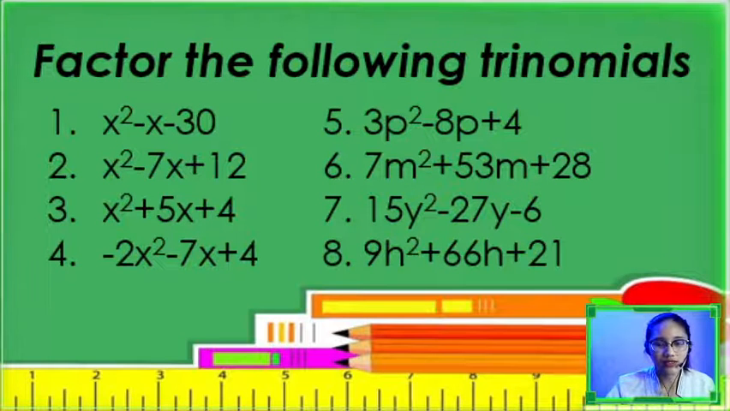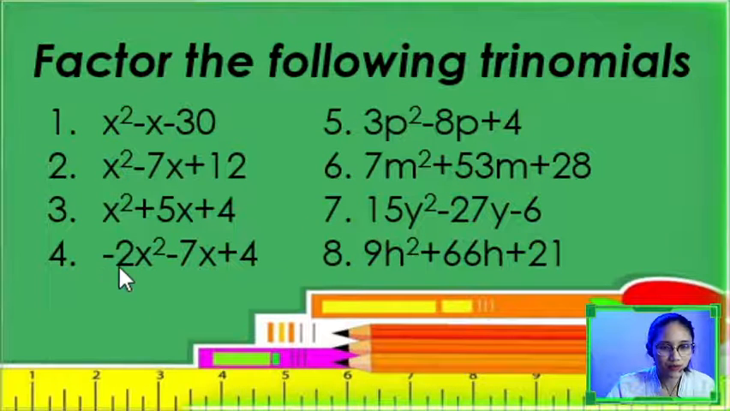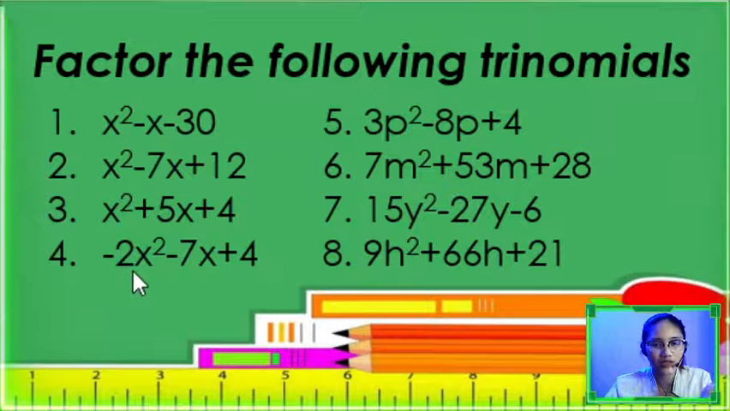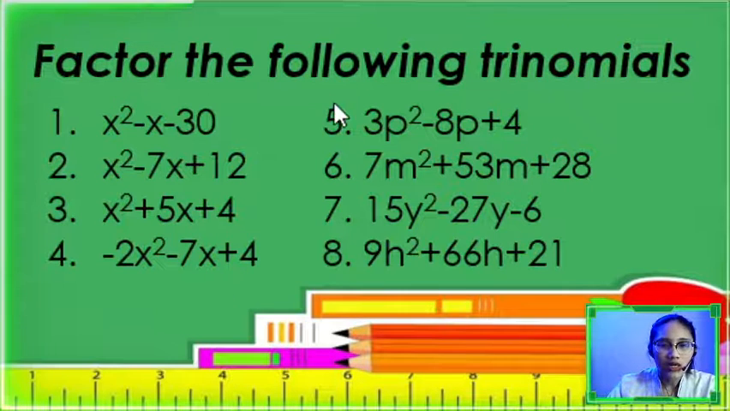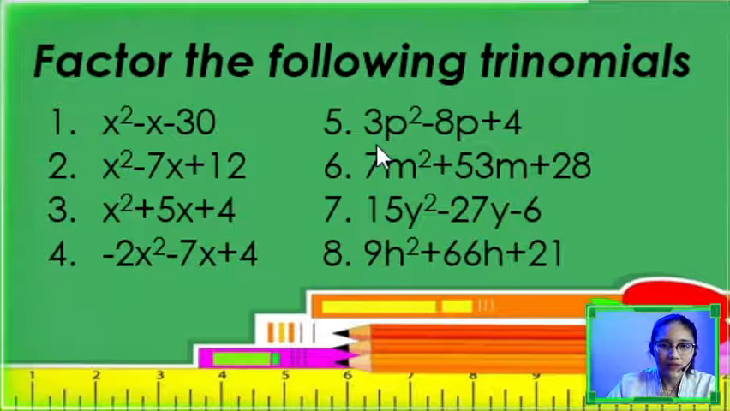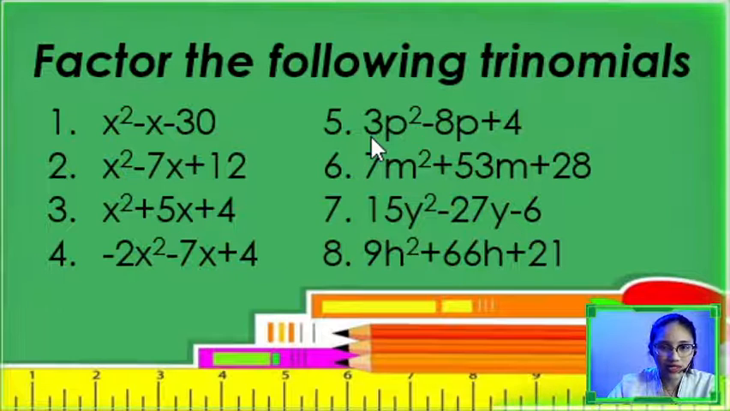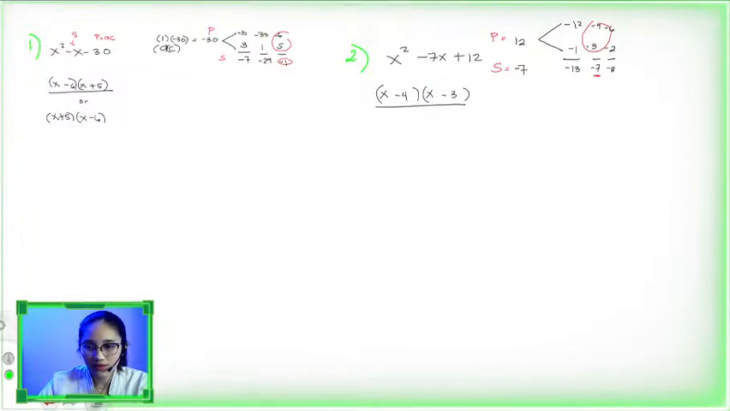For continuation, let us answer number 5. Teka lang ha. Pagdating dito sa number 4, may negative sa unahan. Pwede natin i-multiply itong trinomial by negative 1 para magbago yung sign nila. Okay, for number 5, as you can see, for this given, the value of A is greater than 1. Unlike dun sa first two examples natin, ang A nila ay equal lang sa 1. This one is greater than 1, which is 3.